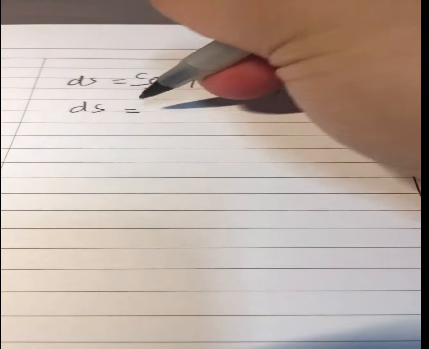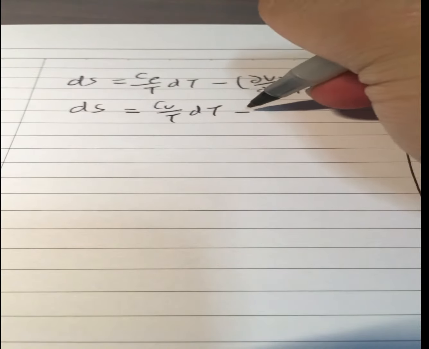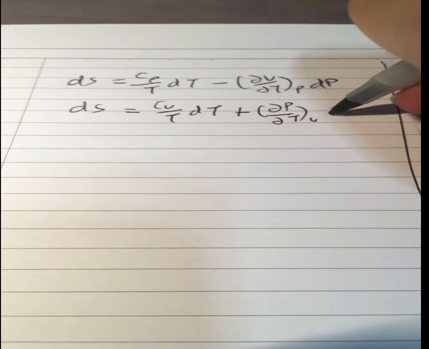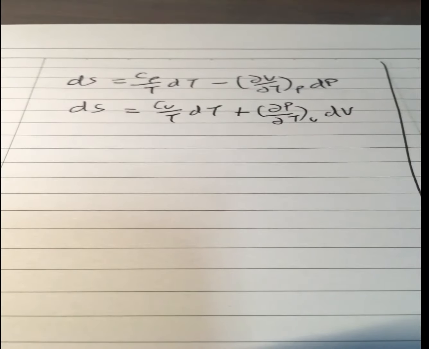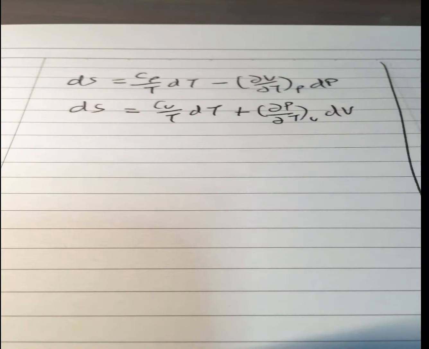So with these two dS formulas, question is, which one do you want to use? So I mean, the simplest answer is whichever is more convenient. If you have the data for that, just use it.